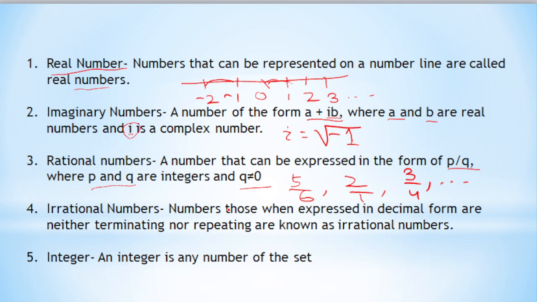Then irrational numbers. Numbers those when expressed in decimal form are neither terminating nor repeating are known as irrational numbers. For example, root 2, root 3, root 5. These are irrational numbers.